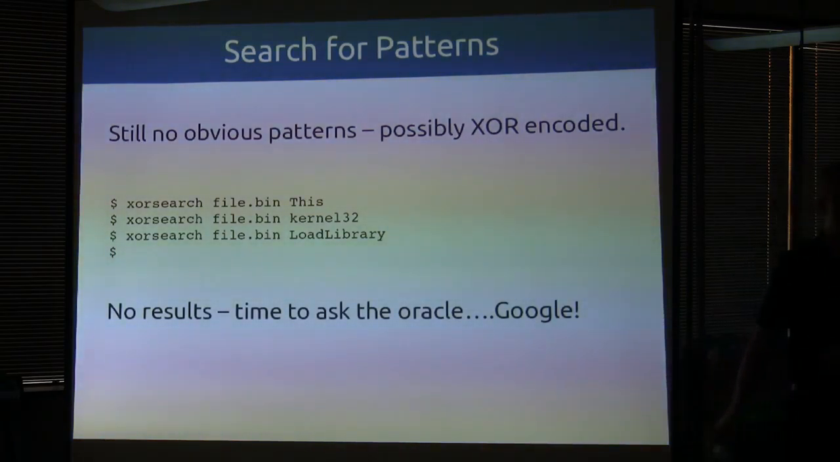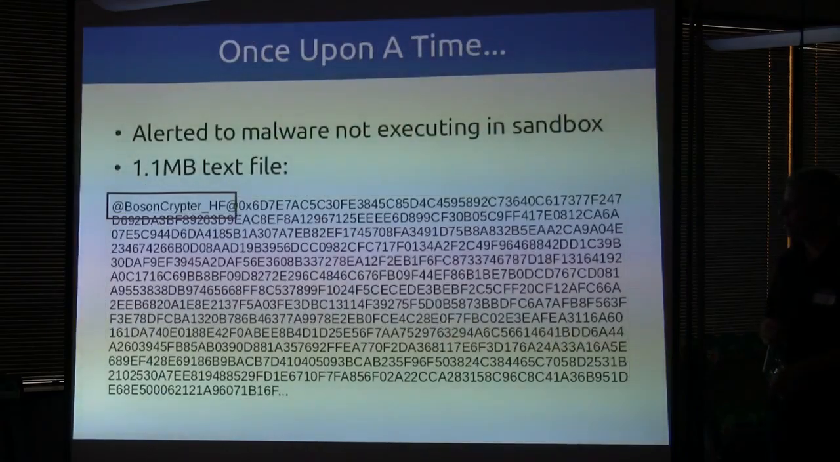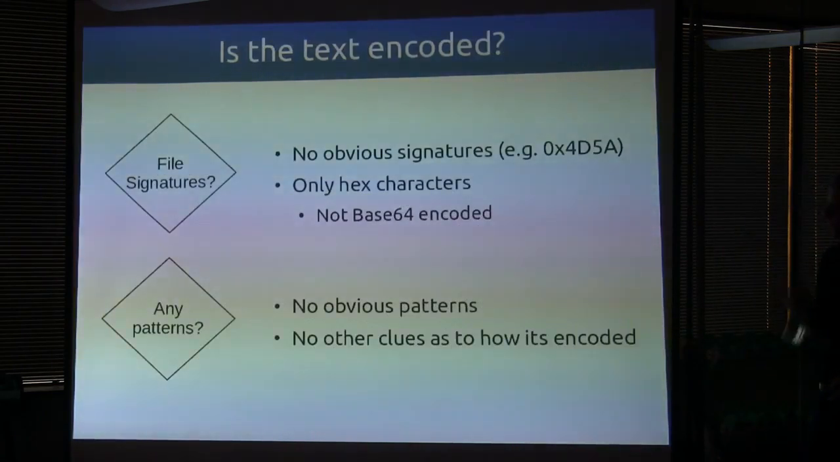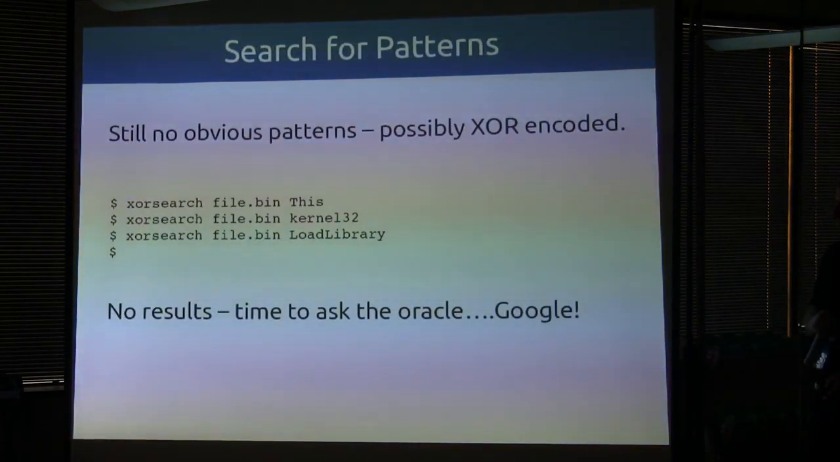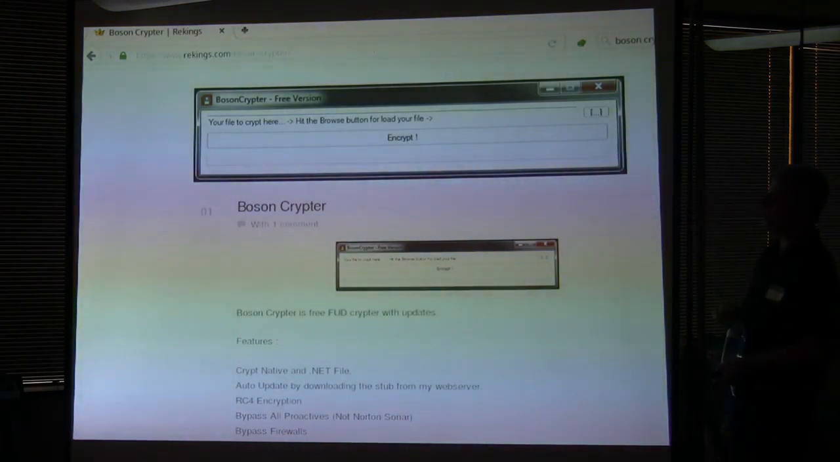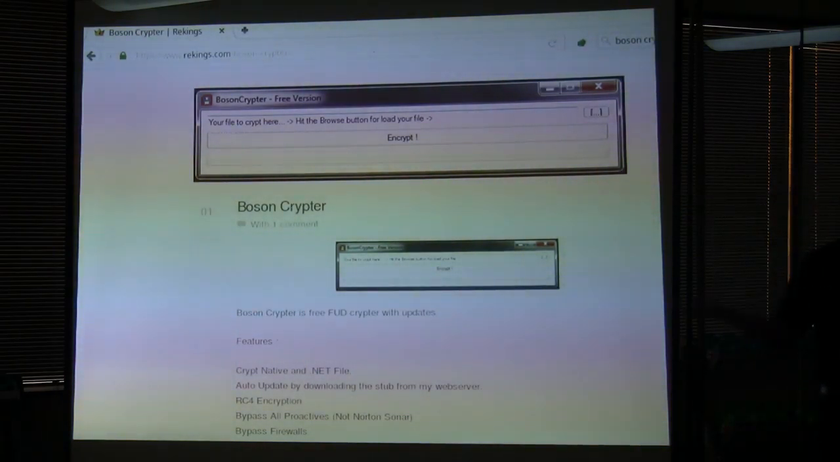I went back and I Googled Boson Crypter, which I probably should have done in the first place, but it's one of those things where you start doing this and you see this, and yeah, I could Google that, but it's always more fun to try to figure it out on my own. But I just gave up and Googled it, and this is what I found. There's this website called artiekings.com, which is filled with a bunch of people writing malware, and there's this guy who posted this.